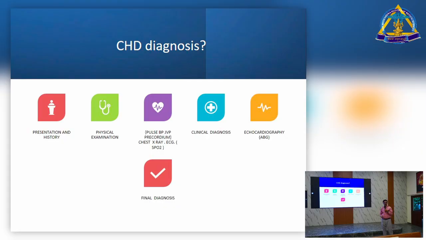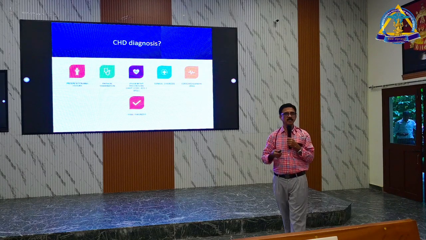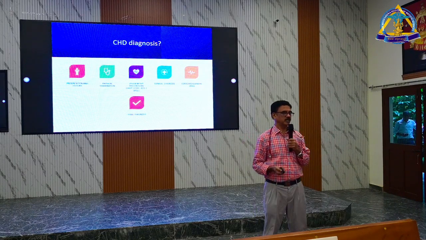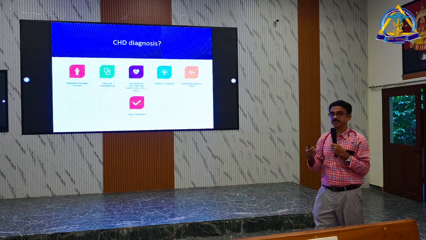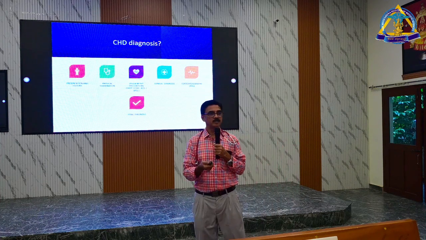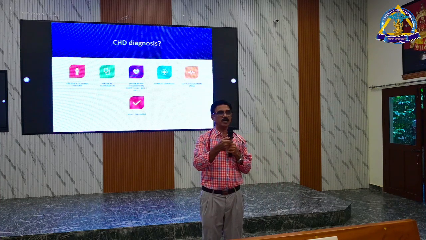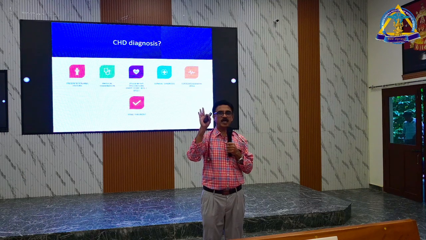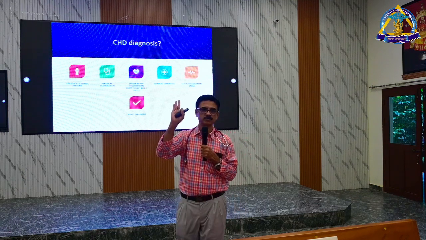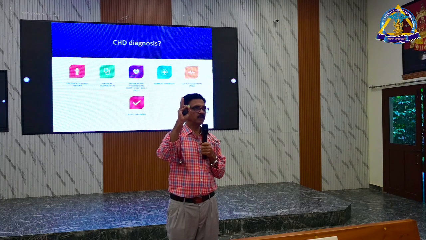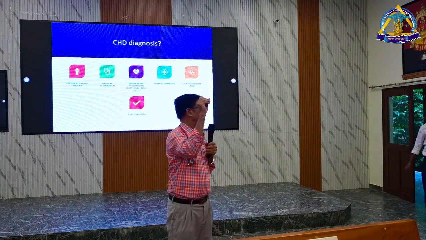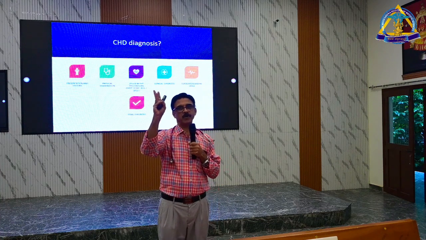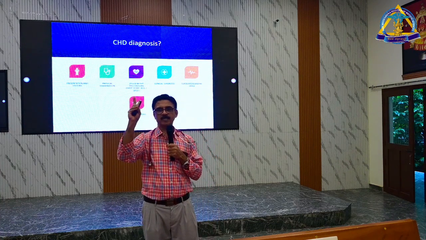So how are we going to diagnose? By taking the history, physical examination, going for investigations, and finally confirming your diagnosis. History: you will ask about the symptoms. What will be there if there is a shunt lesion? In all cardiovascular cases, we discuss the four cardinal cardiovascular symptoms. What are the four cardinal symptoms? Chest pain, palpitation, fatigue, dyspnea.